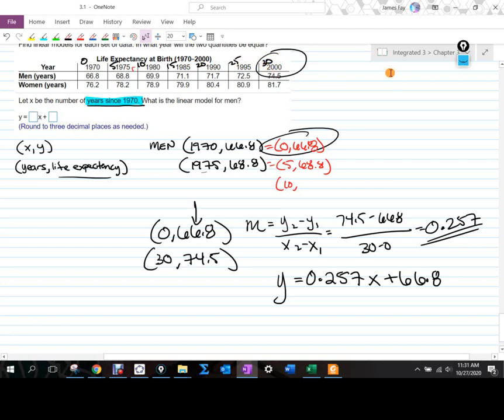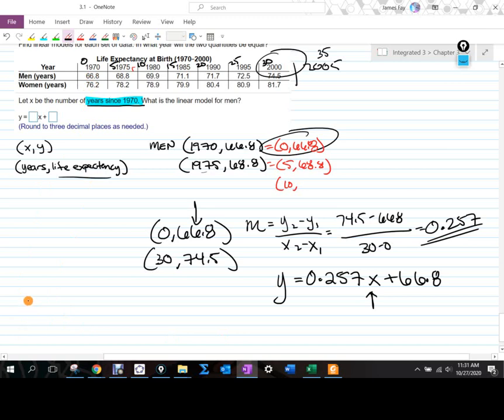So if I asked, okay, how long should men be living in 2005? Okay, well, the x value that I would use would be 35, because that's how many years from 1970, right? So if I put 35 in right there, evaluate that, it will tell me how long life expectancy is for men in that year. It's a good prediction, okay? So now the next thing we would do is the same exact process, but for women.